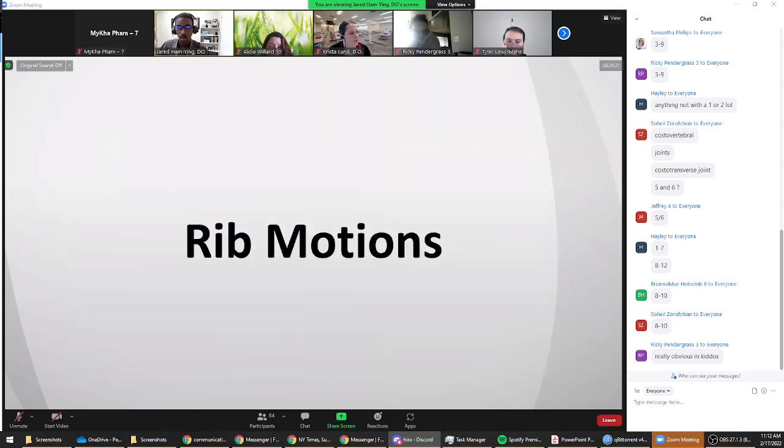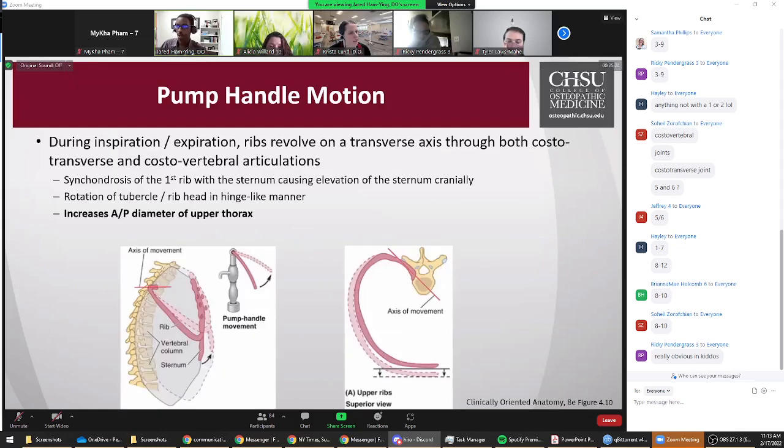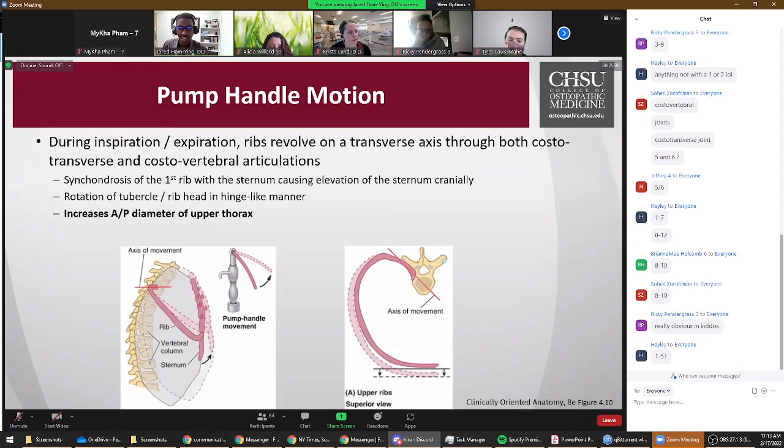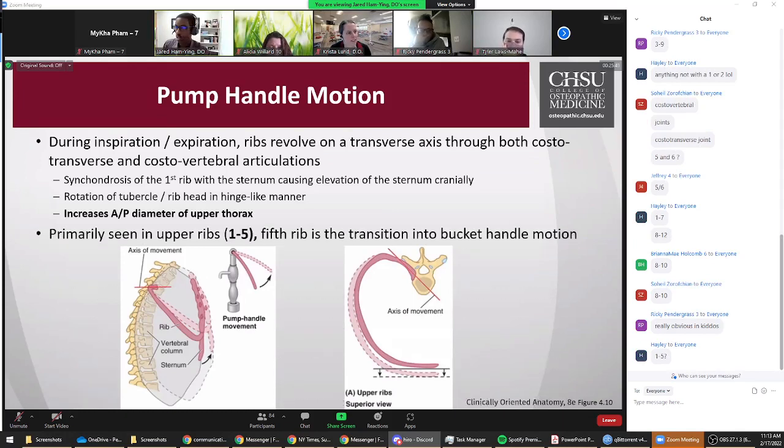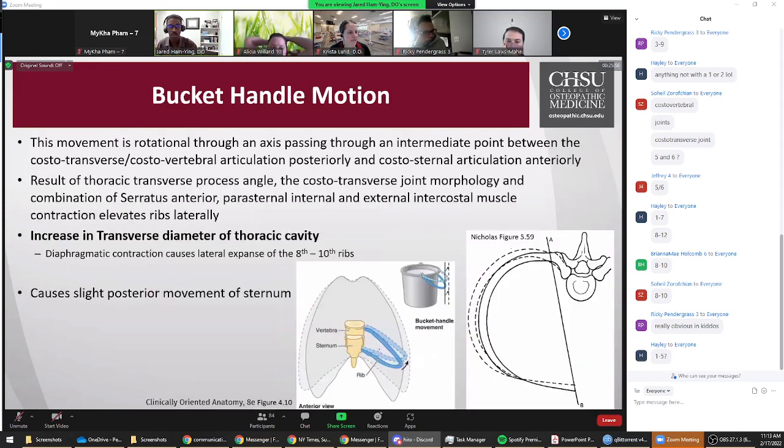Perfect. All right, so there's rib motions here. So pump handle, what are our pump handle ribs? What are the pump handle ribs? These guys. Pump handle, you're pumping up and down. I'm sorry? 1 to 5. 1 to 5. All right. Again, that's going to be the board answer. That's going to be our test answer. In actual clinical practice and physiologically, they do have combinations of motions. So these are not always hard and fast, only this motion, but important to know, 1 to 5, mostly going to be that pump handle.